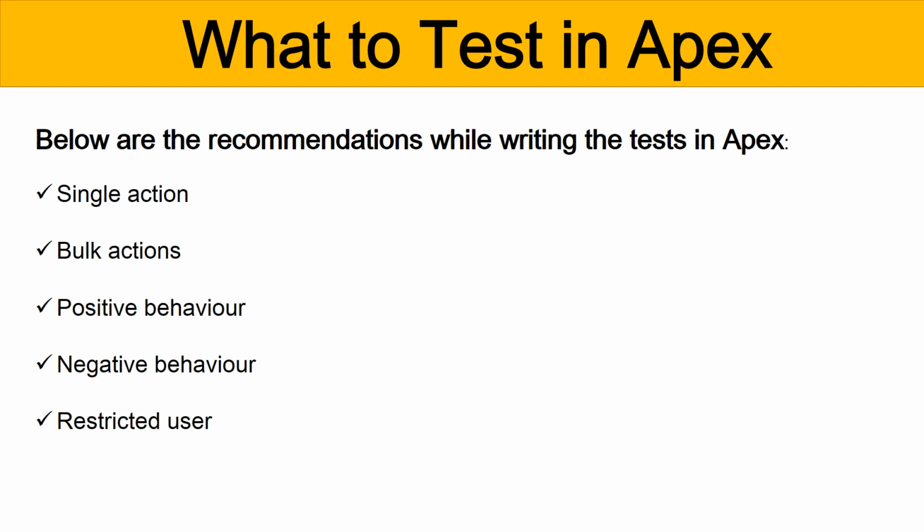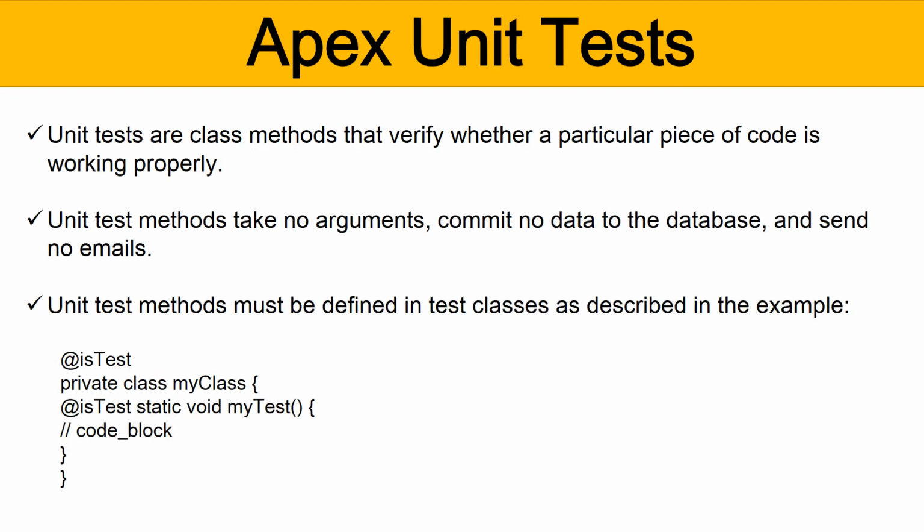Restricted user. Test whether a user with restricted access to the sObjects used in your code sees the expected behavior, that is, whether they can run the code or receive error messages. Unit tests are class methods that verify whether a particular piece of code is working properly. Unit test methods take no arguments, commit no data to the database, and send no emails. Unit test methods must be defined in test classes as described in the example.